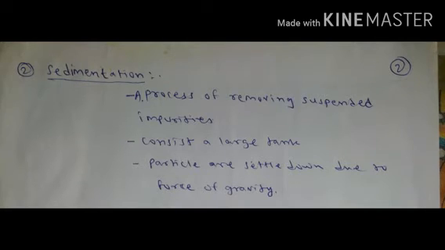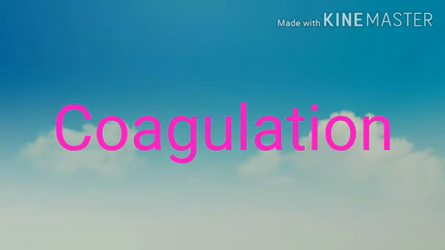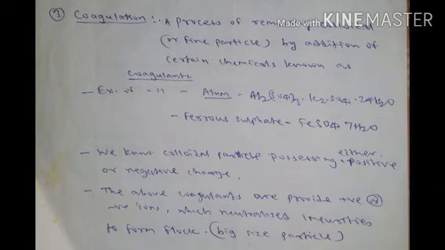Now the third method is known as coagulation. Coagulation is a method in which certain chemicals are added to remove fine particles like colloidal particles from the water, and these chemicals are known as coagulants. For example, alum and ferrous sulfate.